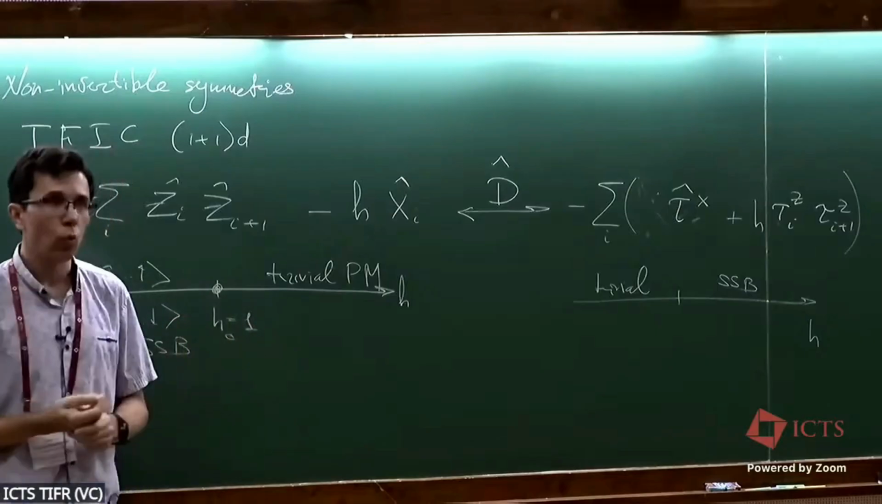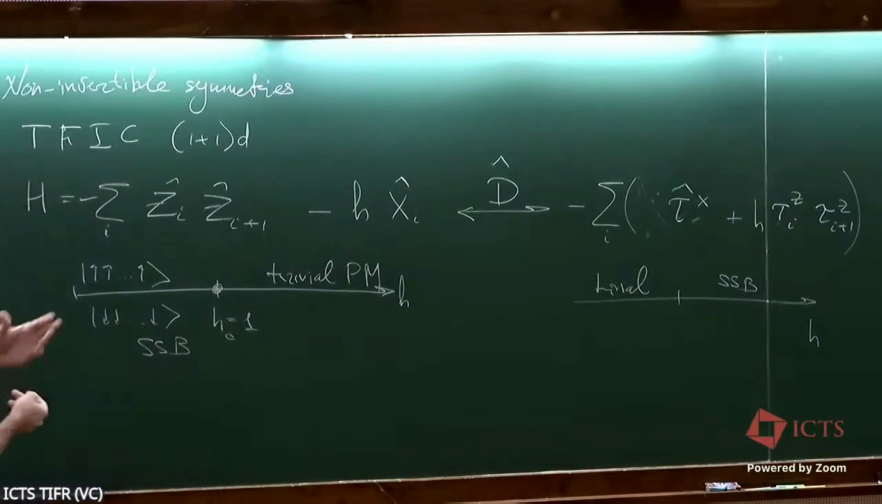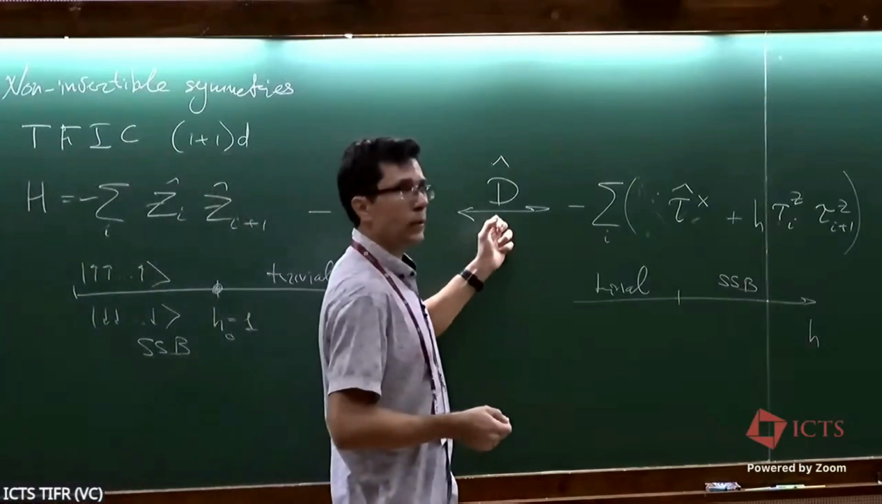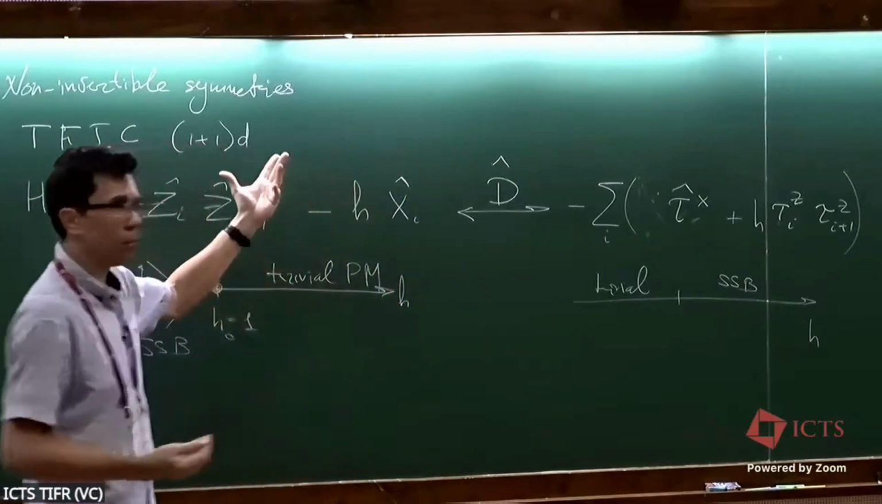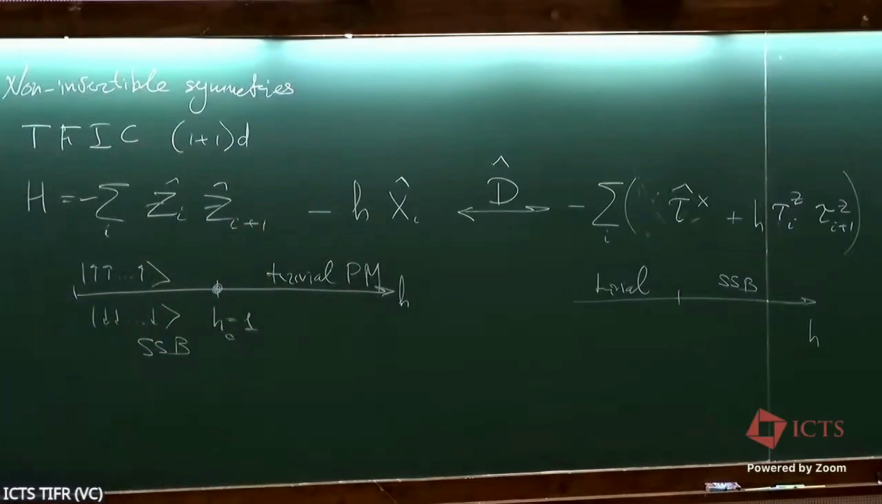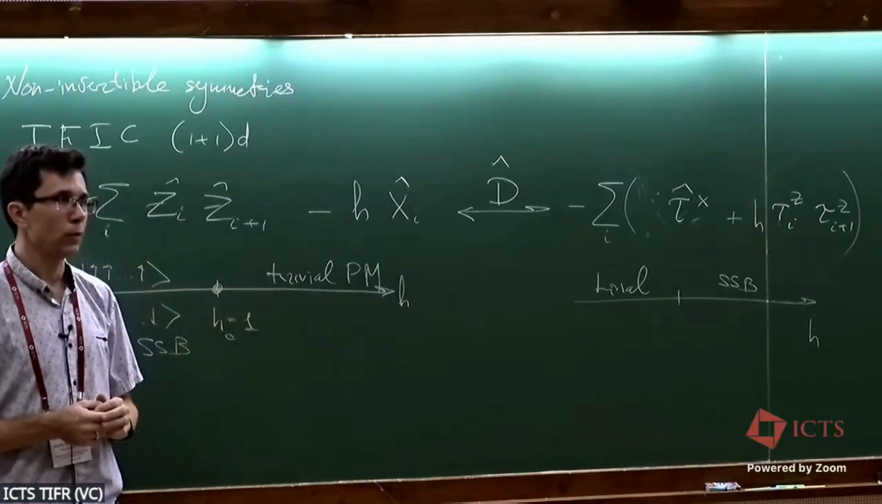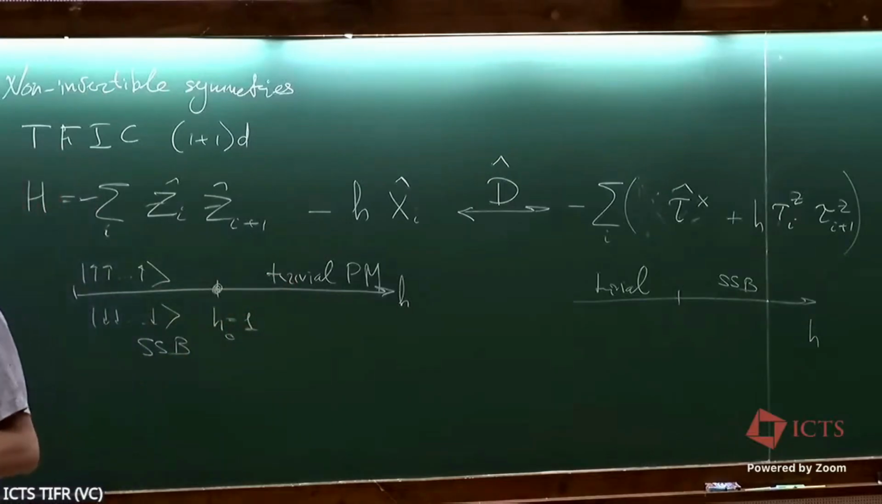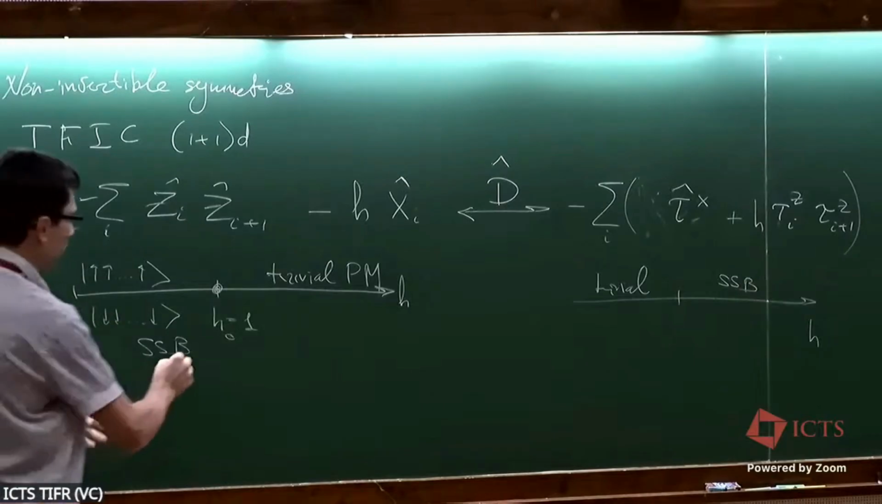Another way to state this is that if you look exactly at the point where H is equal to 1, the fact that the model has this emergent symmetry, and hence the name non-invertible symmetry, tells you that the spectrum has to somehow change from being two-fold degenerate to one-fold degenerate. And that indicates that there has to be either an intermediate phase, or in this case, that it's a critical point. So the point actually becomes gapless.